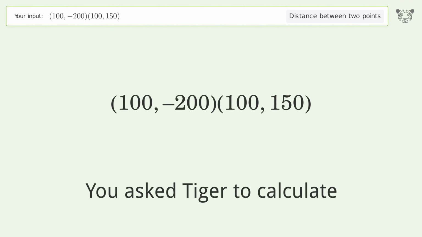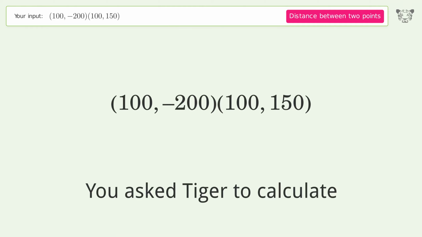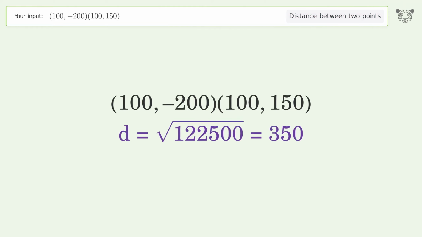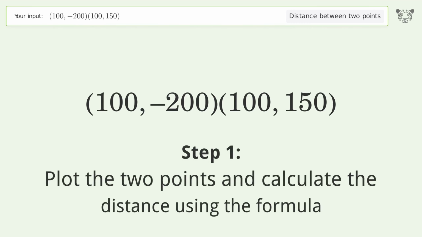You ask Tiger to calculate. This deals with the distance between 2 points. The distance between the 2 points is the square root of 122,500, or 350. Let's solve it step by step. Plot the 2 points and calculate the distance using the formula.